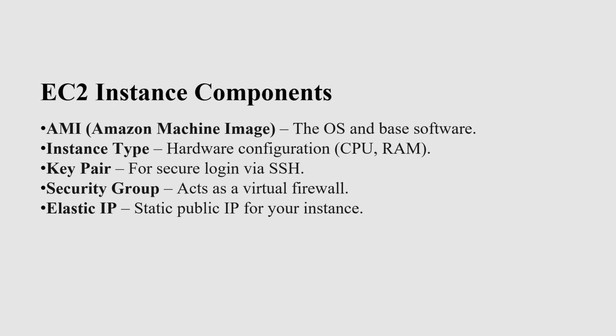Then we have the key pair, which is used for securely connecting to the instance through SSH. It ensures only you can access it. The security group acts like a virtual firewall. It controls what kind of traffic is allowed in and out of your instance. And lastly, Elastic IP is a public IP address you can assign to your instance so you can always access it with the same IP.